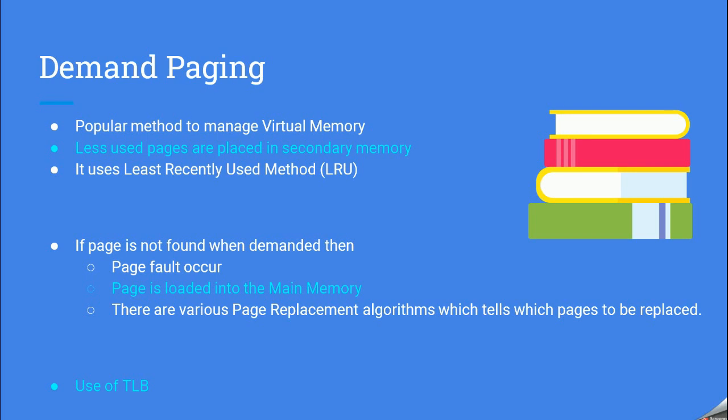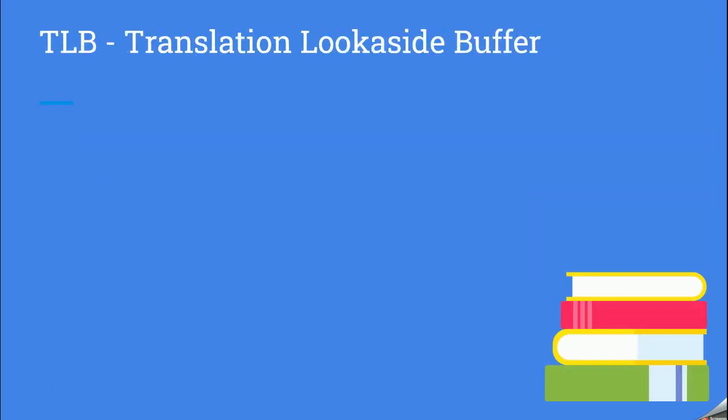If the CPU is trying to access some page and the page is not there, a page fault will occur, and that page is loaded from the secondary memory to the main memory. And there are various kinds of page replacement algorithms which replace the pages. We will study it in the later slides. We can use the TLB. We will discuss the TLB also.